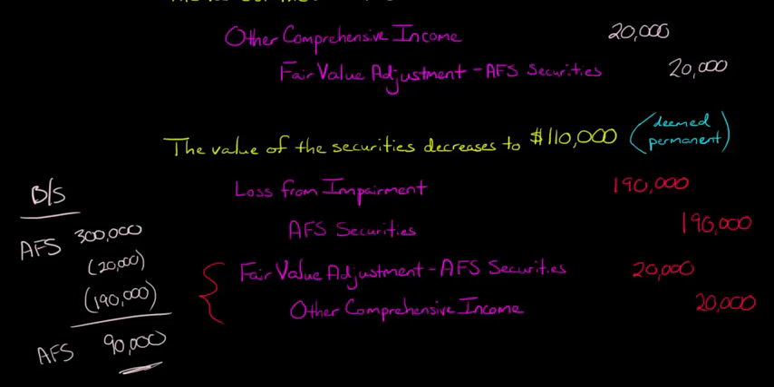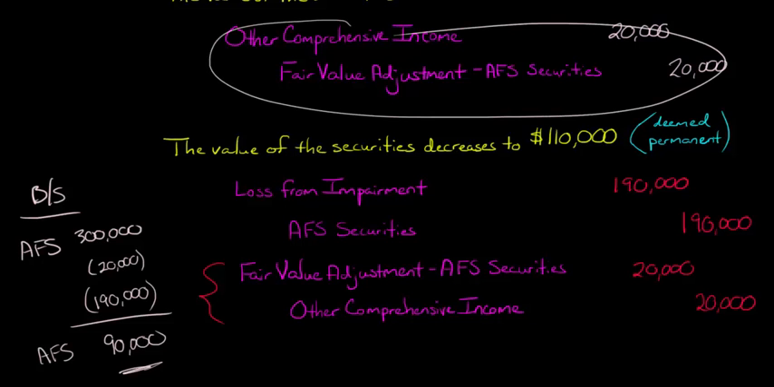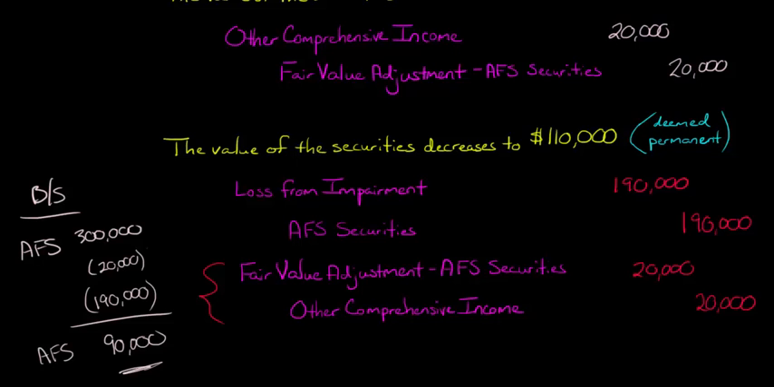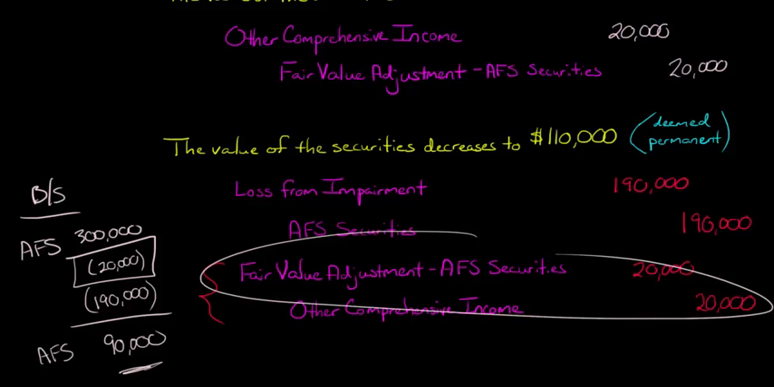So that's why we're reversing this entry. When we originally put that 20,000 in, it was just like, okay, this is our temporary thing. We're going to mark these securities to market. But then when it became, okay, this is other than temporary, and we record this loss, then we reduce the value of the securities by the full amount, but we still had that 20,000 from before that we had to deal with. So we just reversed that entry to get rid of that. And so then the available for sale securities would be reflected on the balance sheet at $110,000, which is the proper value.